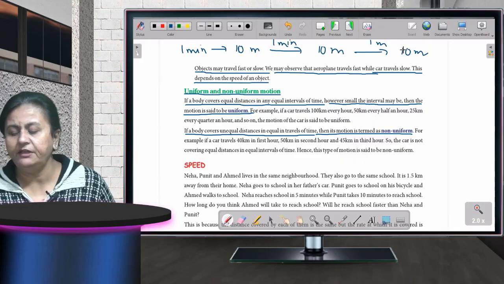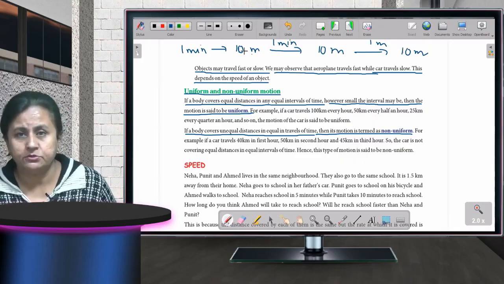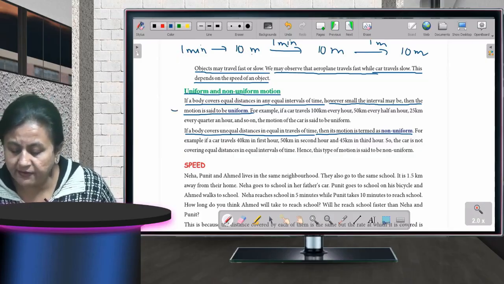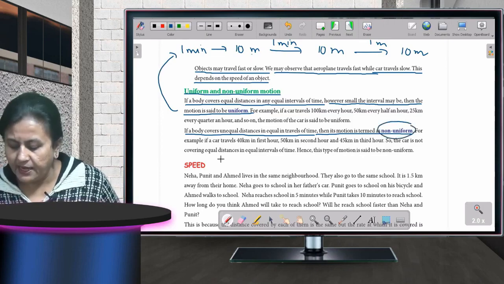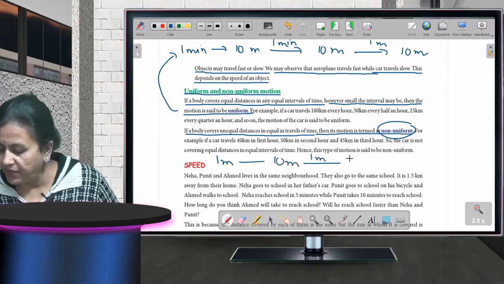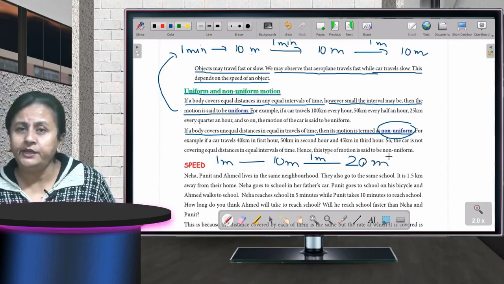That means every time, the distance is the same and the time is also the same. This is an example of uniform motion. If I talk about non-uniform, in the first 1 minute I cover 10 meters. In the second 1 minute, I am covering a distance of 20 meters.